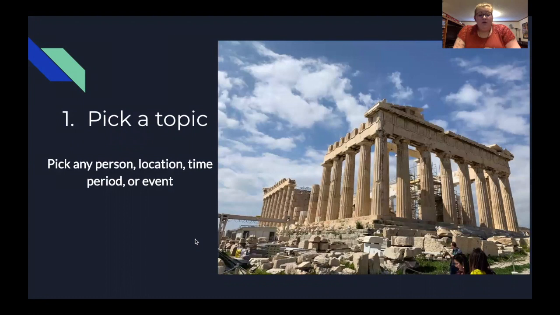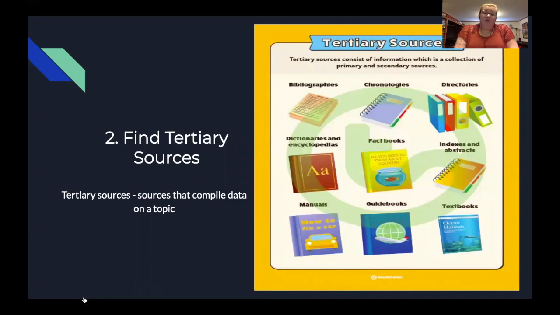First thing that you're going to want to do is pick a topic. So for the paper that I'm handing out to you, you can pick any topic that you want. You can pick any person, location, time period, or event. Next thing that you're going to want to do is find tertiary sources.